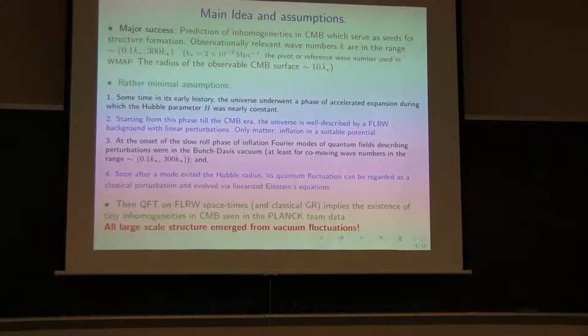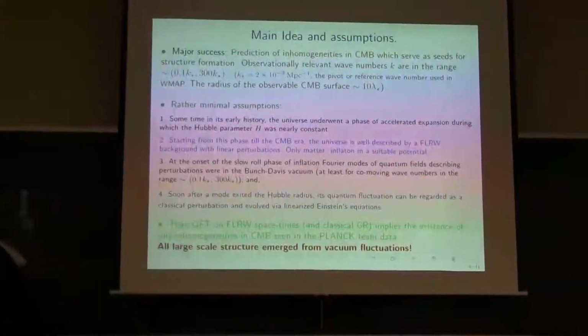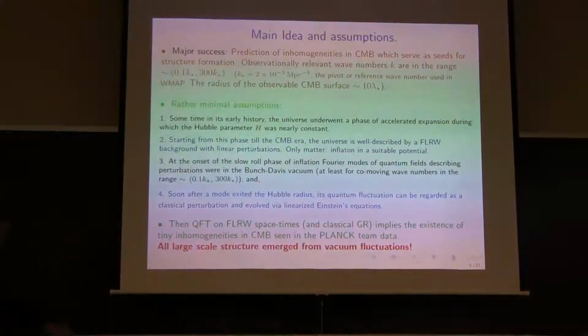The Planck collaboration uses some other wave number, but one just converts the results from one wave number to the other. So lambda star is the radius of the observable cosmic microwave background. Therefore, if I take the wave number, it is about 0.1 K star. Okay. And then finally, soon after the mode exits the Hubble radius, I will explain what this means.